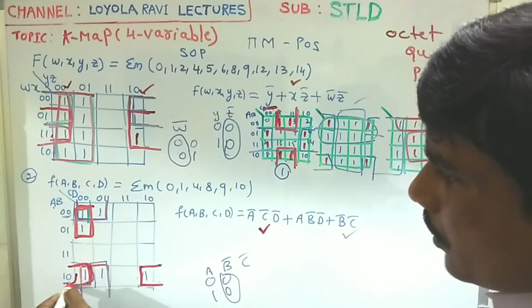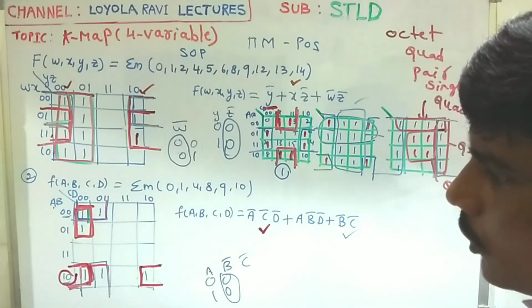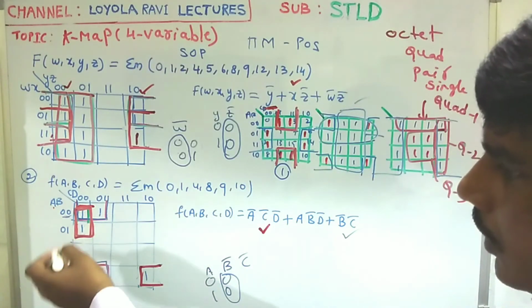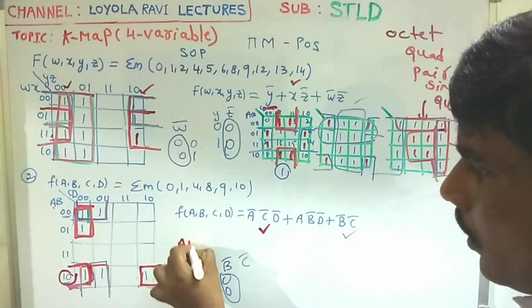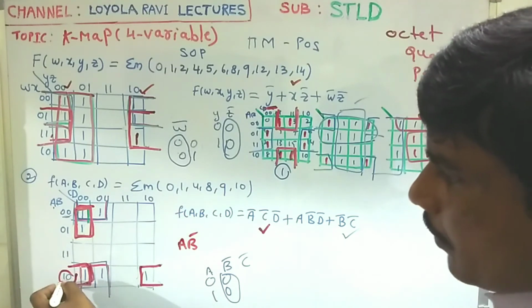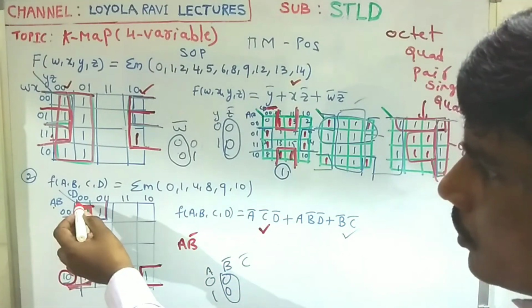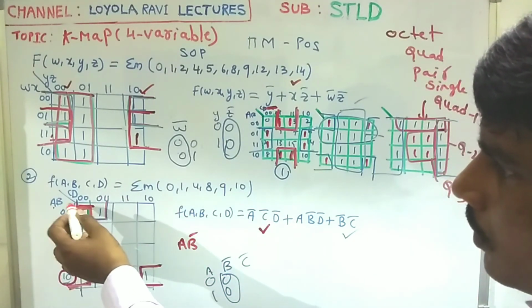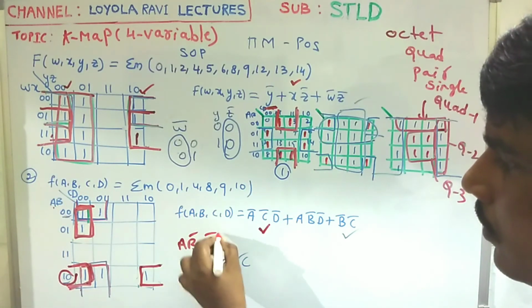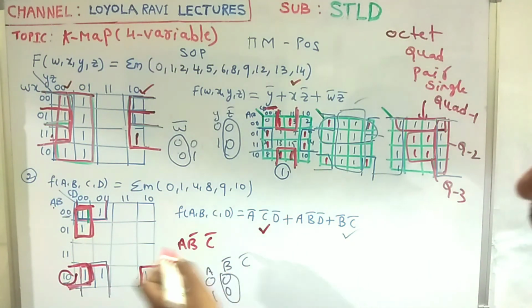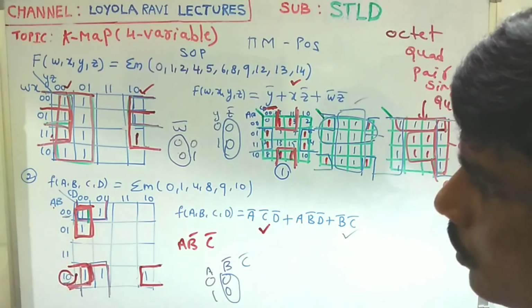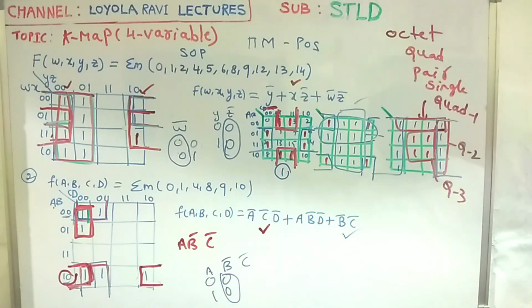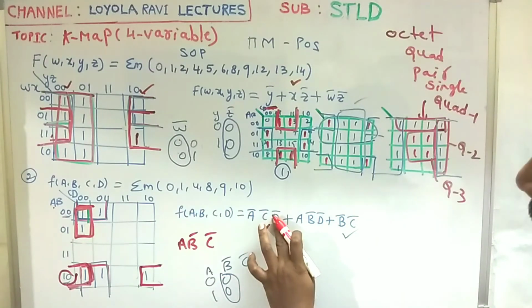Horizontally we have 1, 0. Compulsory we have to take 1, 0. 1, 0 means A, B bar. A, B bar. Vertically we have to check. Horizontally A, B bar. Vertically we have to check 0, 0, 0, 1. 0 is common. Nothing but C bar. Second, these two. In those two, which one is common? 0, 0, 0, 1. This is C bar.